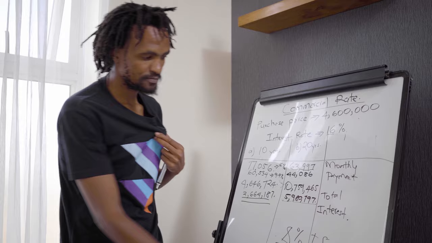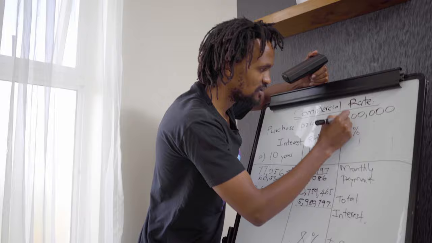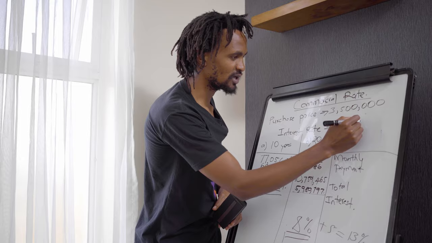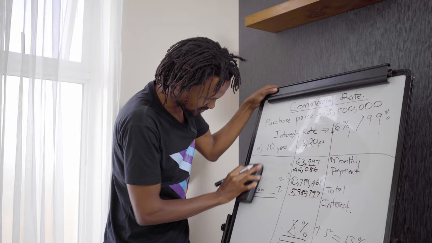Okay, so now we can talk about a studio apartment. Same, we're going to use Nyumba Bila Kiulizo. I think you're going to compare directly so that people can really appreciate. So for the studio, the purchase price is 3.5 million. The commercial rate is 16%, then Nyumba Bila Kiulizo is 9.9%. Let's run the numbers. Numbers never lie. So 3.5 million.